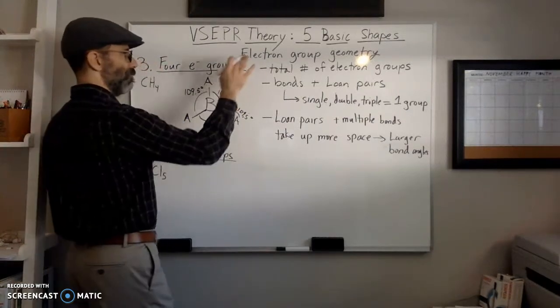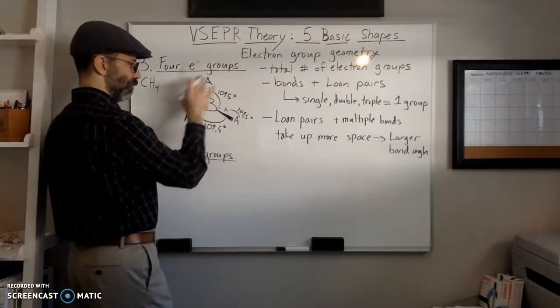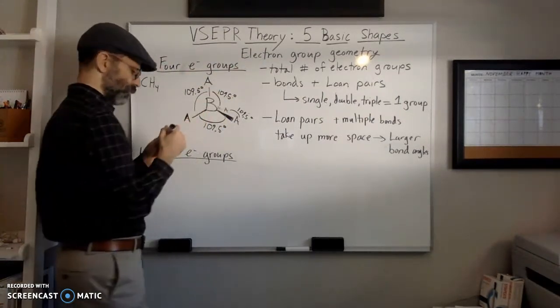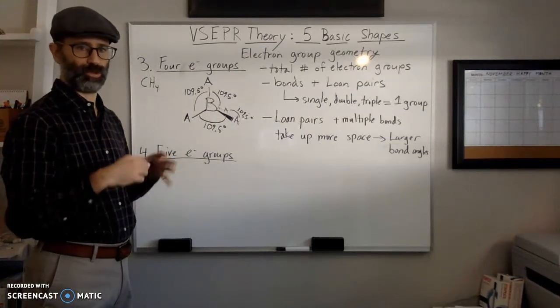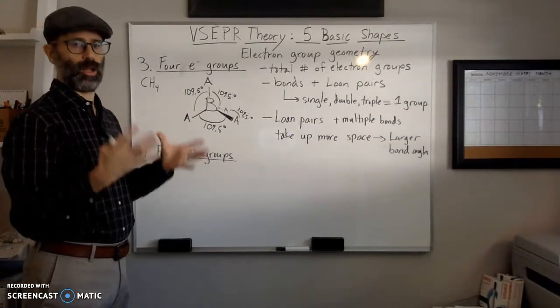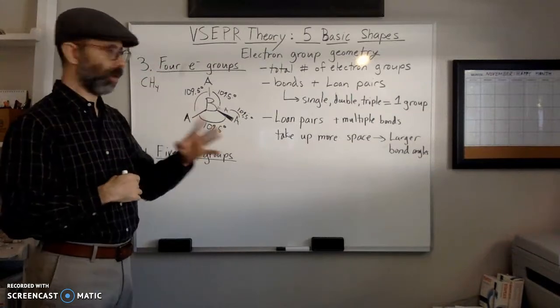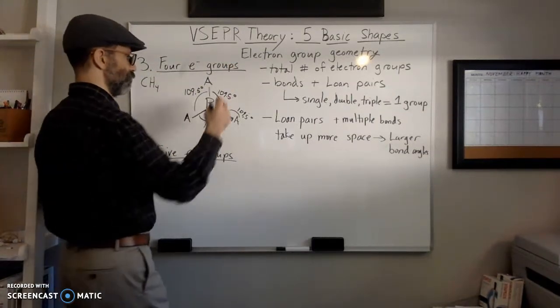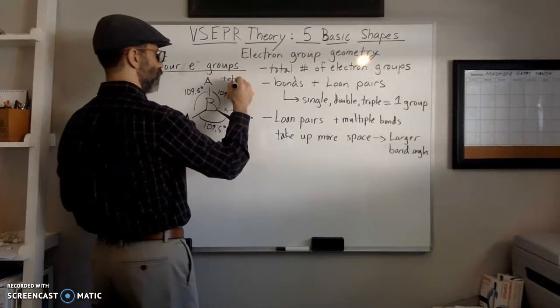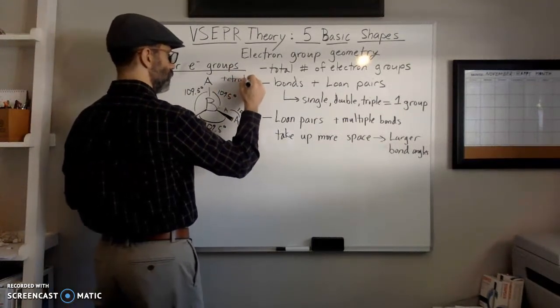So when you have 4 electron groups around your central atom, total, again, it's total electron groups, your bonding and non-bonding groups, lone pairs, all of them together. If you've got 4, then the electron group geometry is going to be tetrahedral. So we call that tetrahedral.